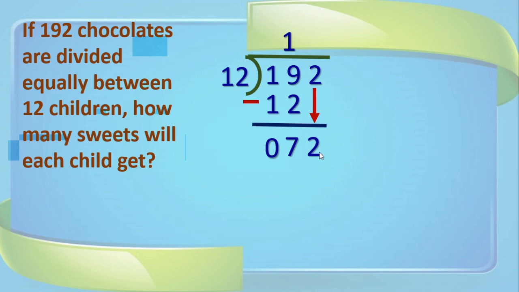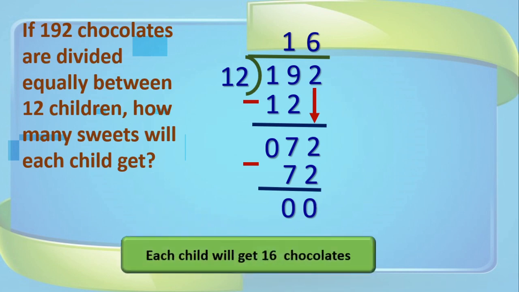What came now? 72. Now 12 5s are 60, 12 6s are 72, isn't it? So we will write 6 up. Okay, and here 72. Now 72 minus 72 is nothing but 0. Correct? So each child got 16 chocolates. Right? Each child will get 16 chocolates.